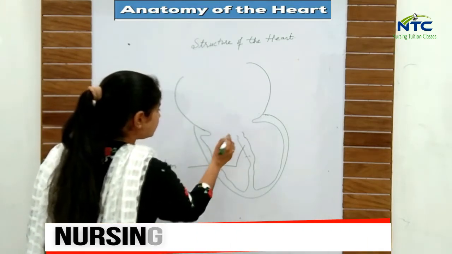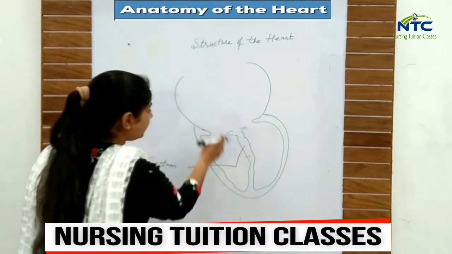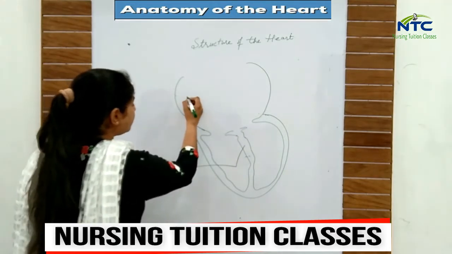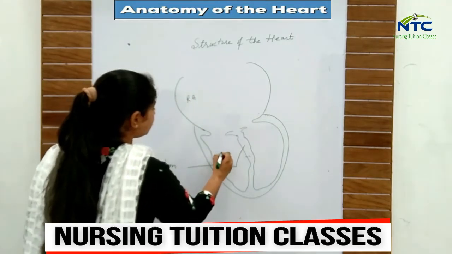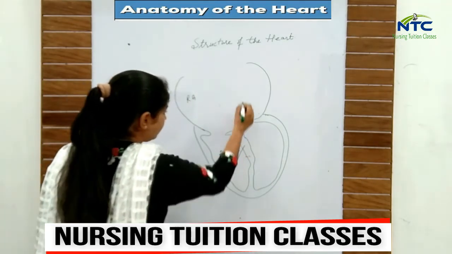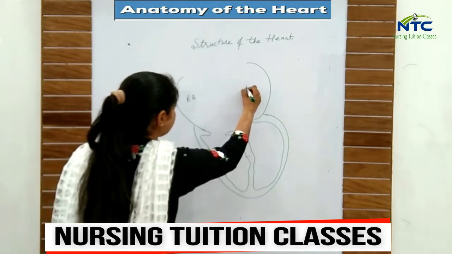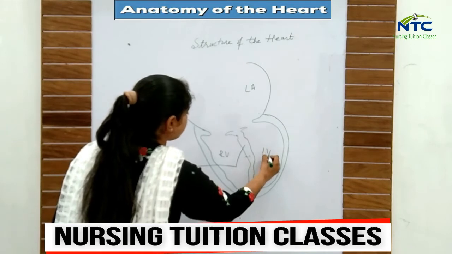Each side is divided again by atrioventricular valves into an upper and lower segment. The upper right side is called the right atrium and the lower side is called the right ventricle. In the left side there is the left atrium and the left ventricle.